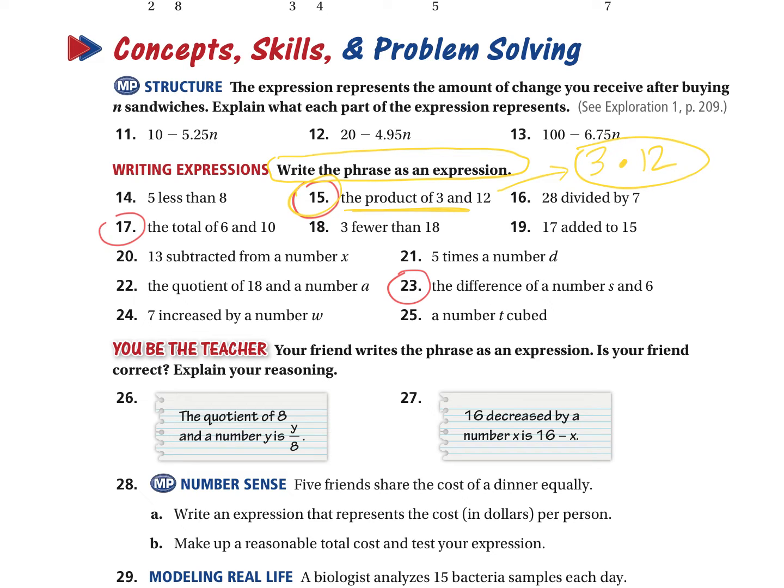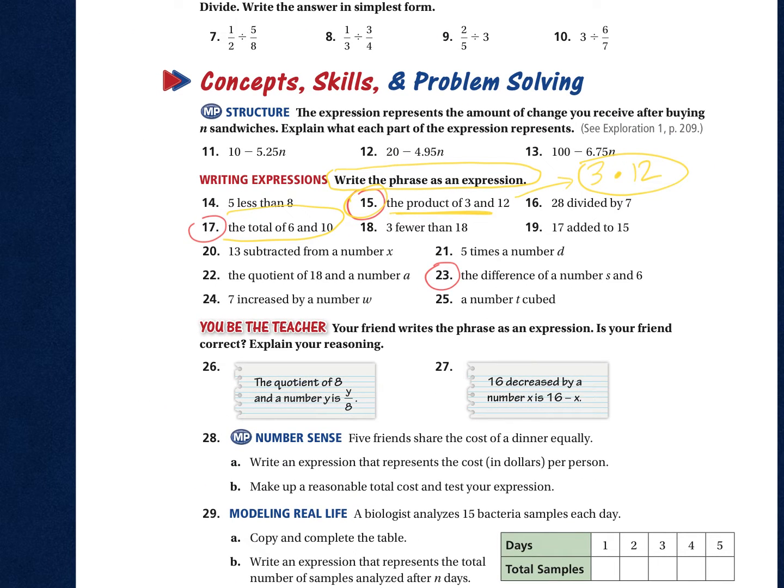Number 17, the total of 6 and 10. Total would mean that we're adding. So the total of 6 and 10, 6 plus 10.